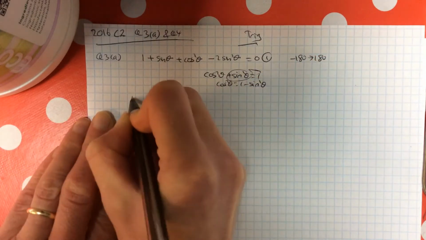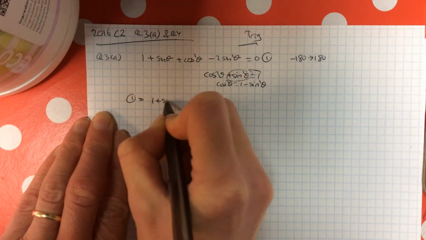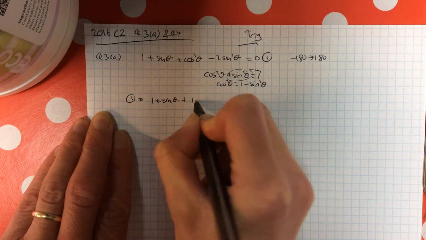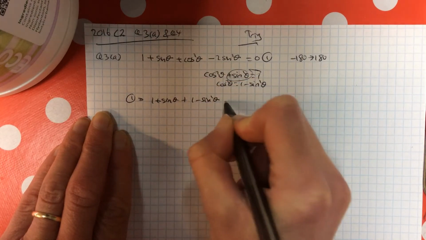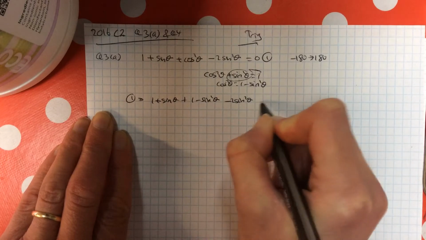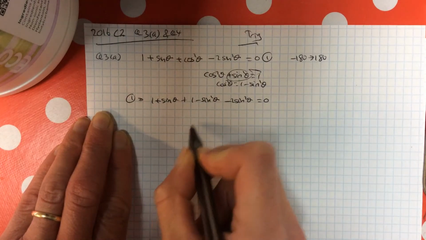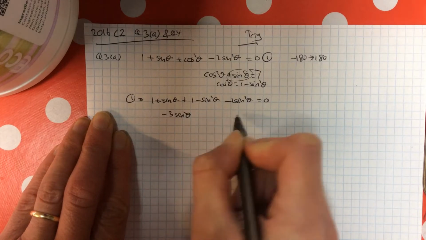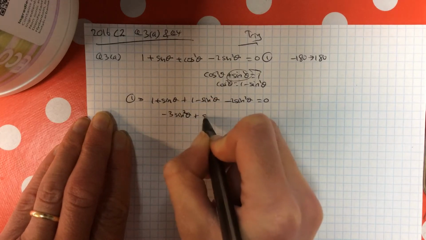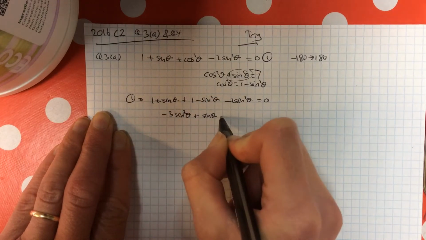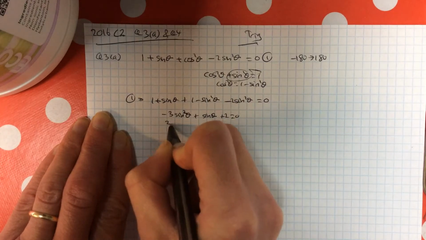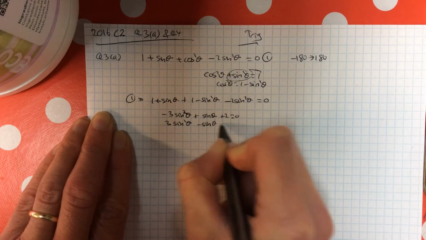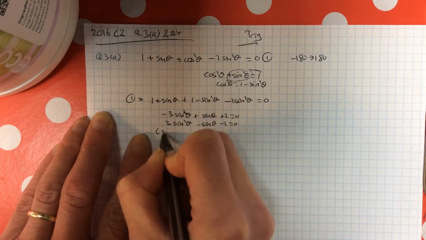So my equation will become 1 plus sine theta plus, instead of putting in cos squared, put in 1 minus sine squared, minus 2 sine squared equals 0. Tidying this up, I've got minus 3 sine squared plus sine theta plus 2 equals 0. I would change all signs here to make it slightly easier. Now you can use the formula or you can factorize.